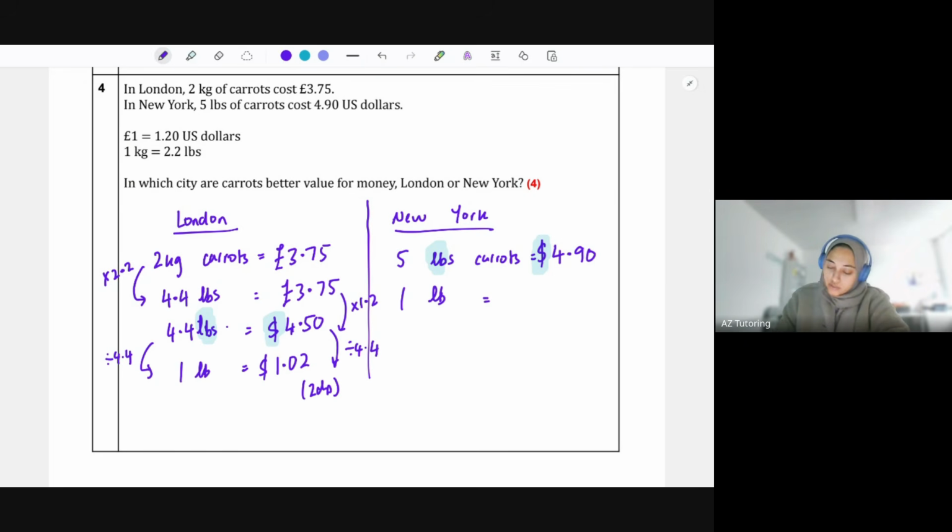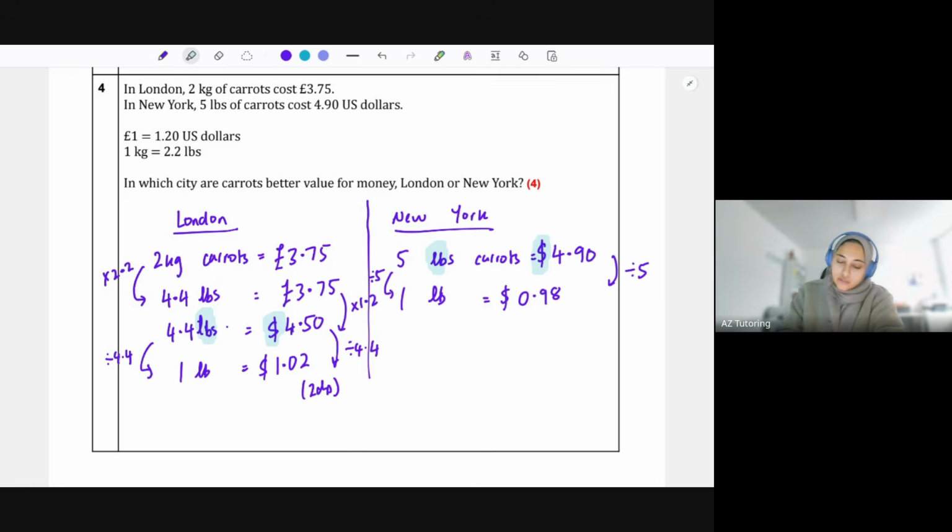Okay, let's do the same to New York. So how do I get from £5 to £1? I divide by 5. Likewise, I do the same on this side. 4.9 divided by 5. I get $0.98. Don't have to round that. It gives me a nice number for that one.